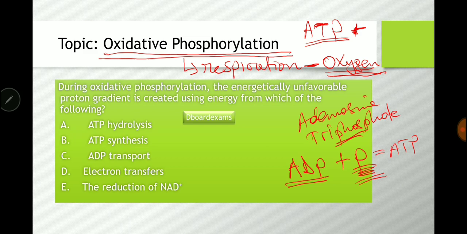So what's the question here? The question is, during oxidative phosphorylation, the energetically unfavorable proton gradient is created using energy from what? So you have to know how the energy is generated.